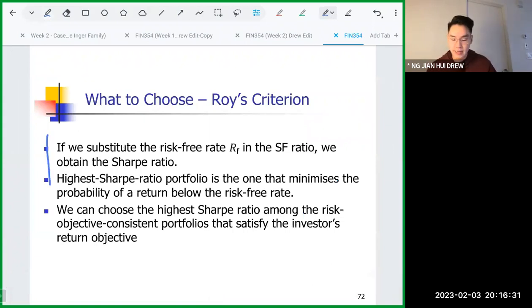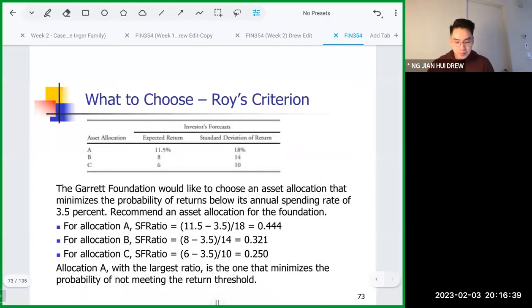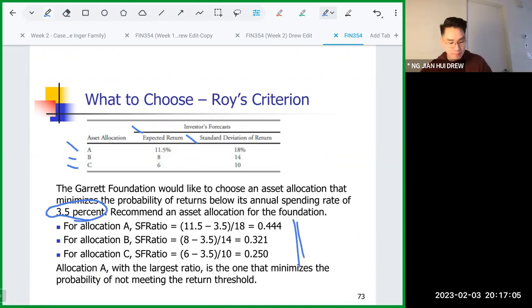Okay, if you substitute, then you get the Sharpe ratio. You can just read through this. All right, so what's happening here is that now we are given three portfolios, with expected returns and standard deviations. We know that this foundation wants an RL of 3.5%, all right? So you calculate all this. Again, we know that for the safety first ratio, the highest is better. So we take portfolio A. Remember again that the Sharpe ratio or even the safety first ratio gives you the risk and reward ratio. So the higher, the better, right? Higher returns for lower risk.